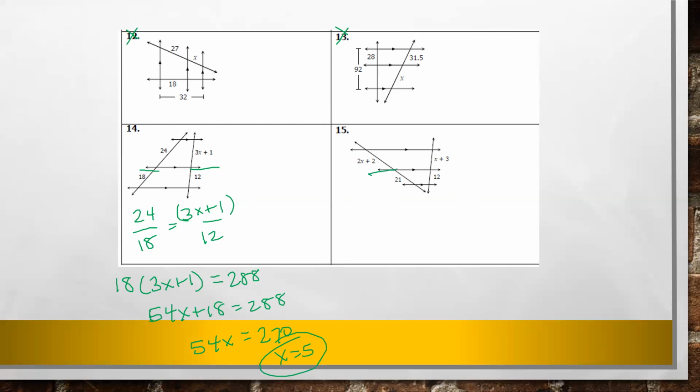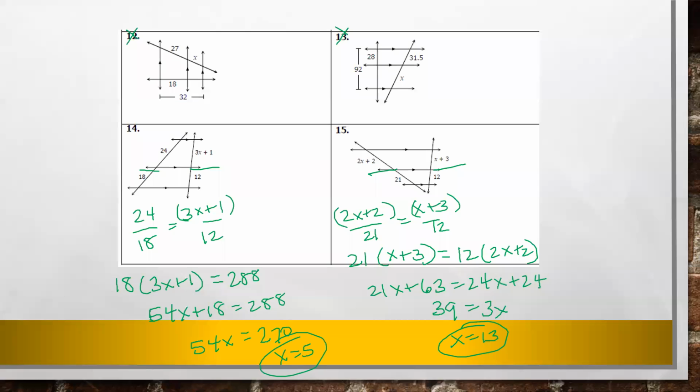In number 15, think of that interior parallel line as your fraction bar. You're going to set up your equation. Don't forget your parentheses so that you distribute and solve for x. Try number 15 now. All right, so your 2x plus 2 corresponds to the 21, and x plus 3 corresponds to your 12. When you cross multiply, you'll have 21 times x plus 3 equals 12 times 2x plus 2. Distribute and solve for x. You should get x equals 13.